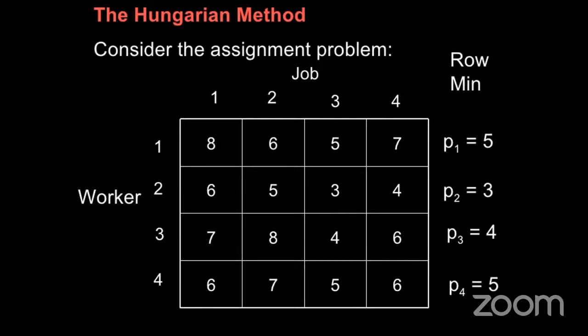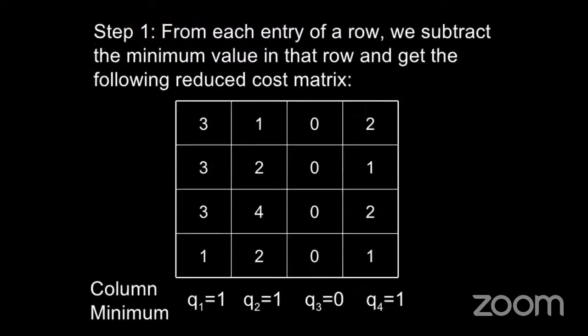Then we need to go through the column reduction. To do the column reduction, we must use the reduced matrix only, not the question. So this is the matrix after reducing row wise. Then we search column wise for the minimum value and get the following reduced cost matrix.